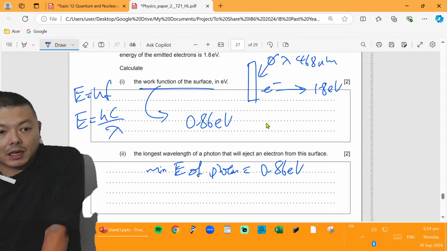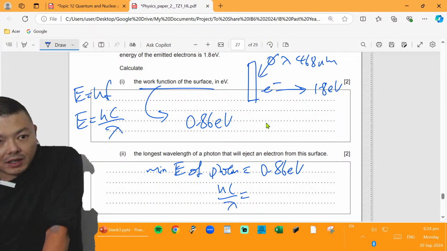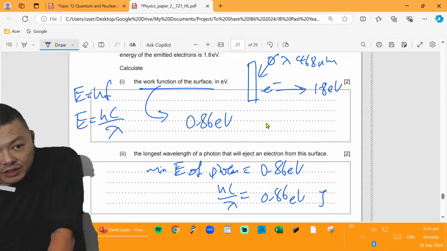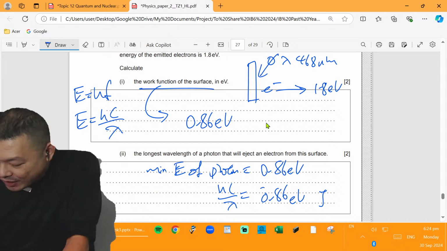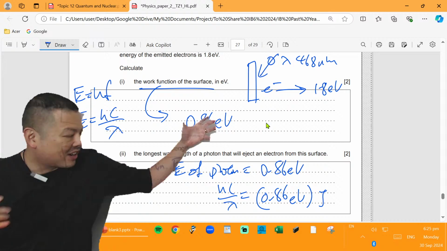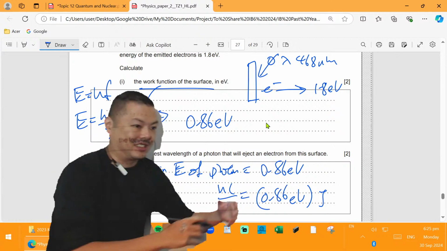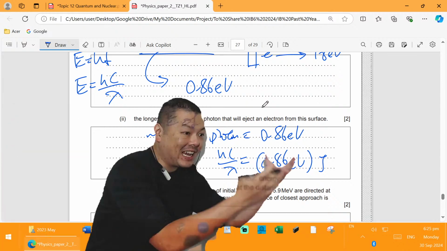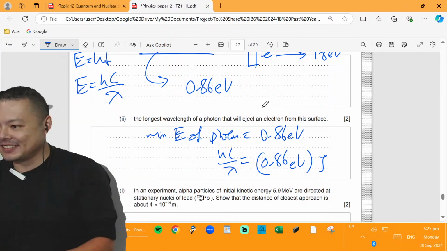Then hc over lambda equals 0.86 eV converted to joules. You didn't convert to joules, you fool. Because you forget that in physics, all the physics equations are designed for SI units. If you don't convert to SI units, you are the SI. The stupid idiot.